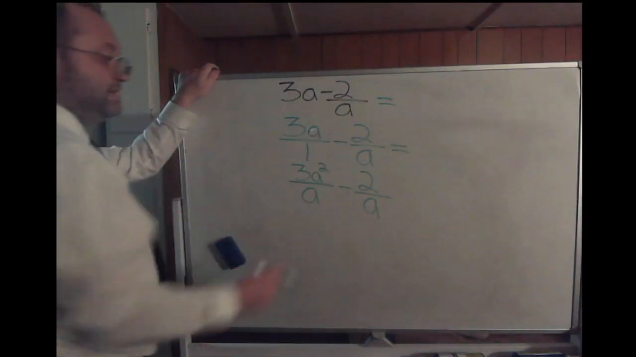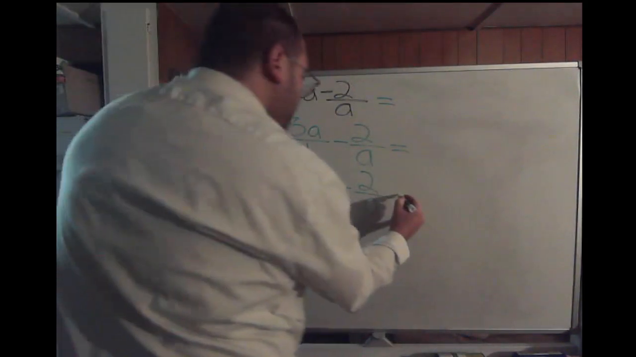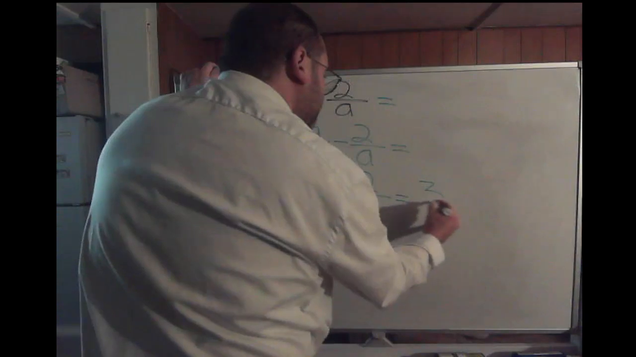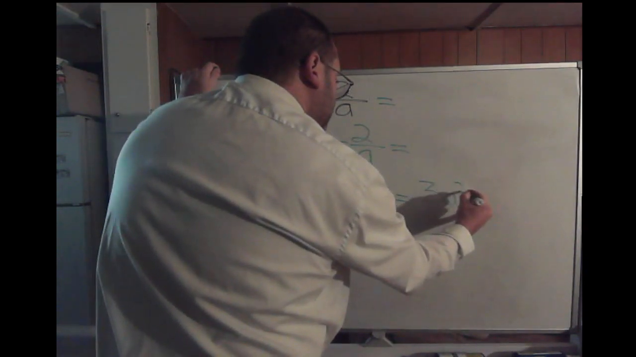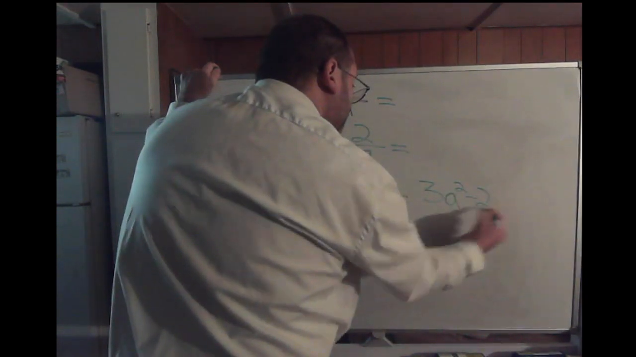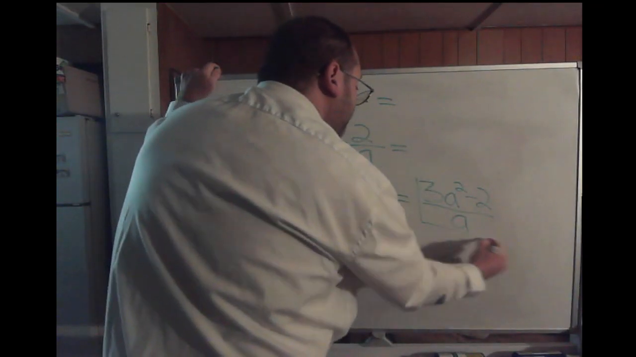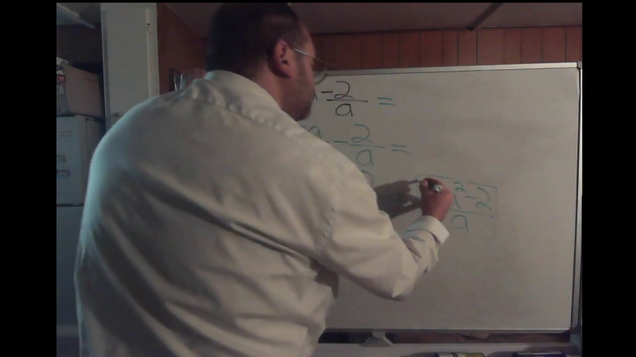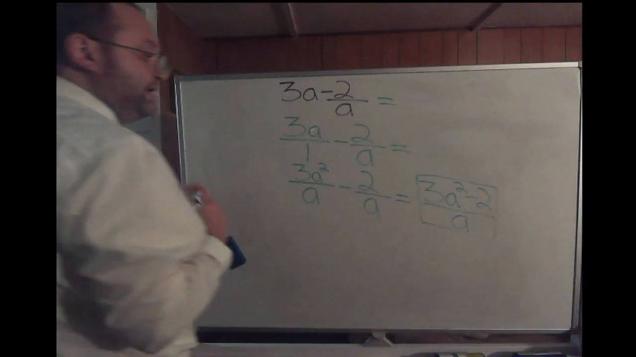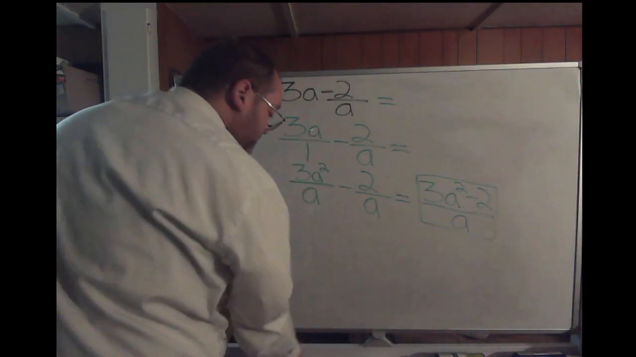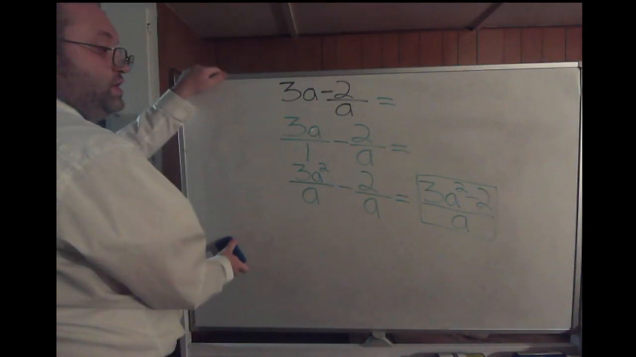Now you have the same denominator. You can go ahead and do the subtraction. So the answer you should get would be 3a to the second minus 2 all over a. So you'll get 3a to the second minus 2 all over a as your answer.